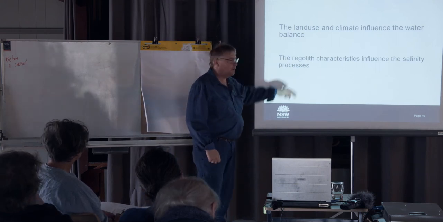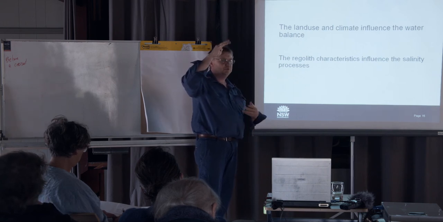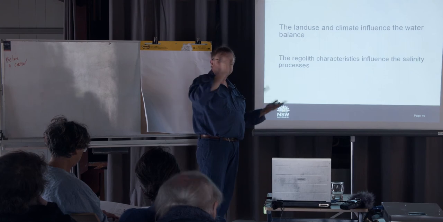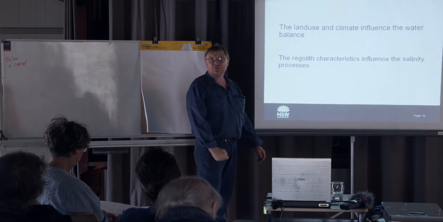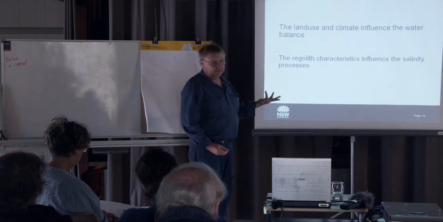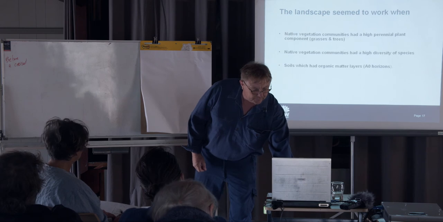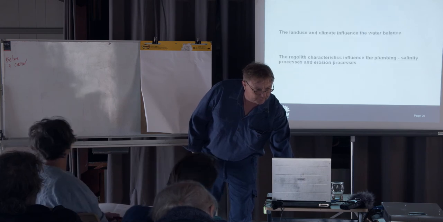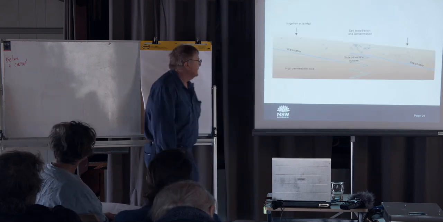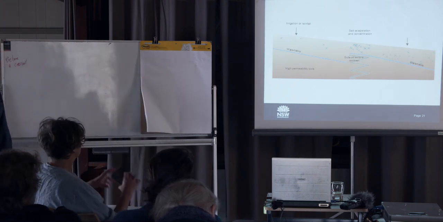Regolith is everything from solid rock to fresh air. It's stuff we might call dirt, rotten rock, gravels. If water can fit in there, it's regolith. The characteristics of the regolith influence the salinity processes. What do I mean by that? That's a salinity process, okay?